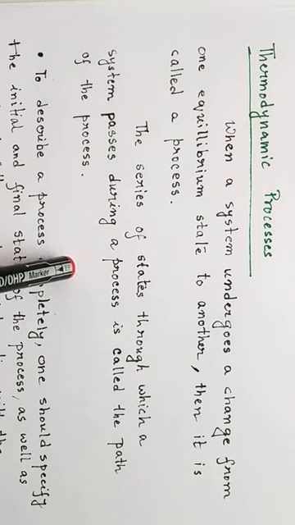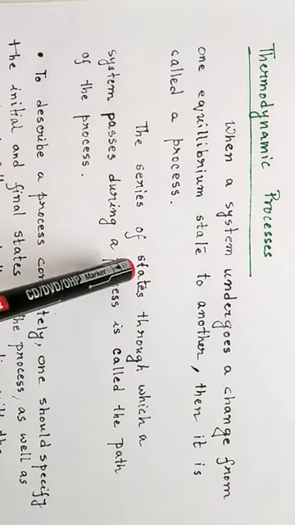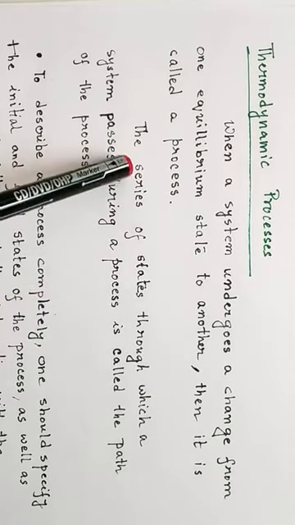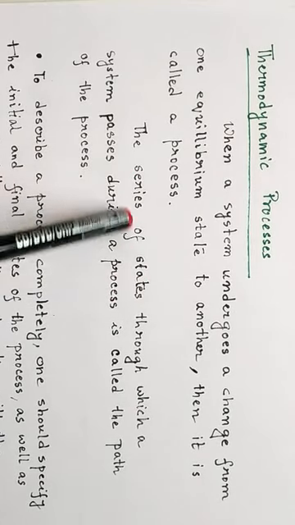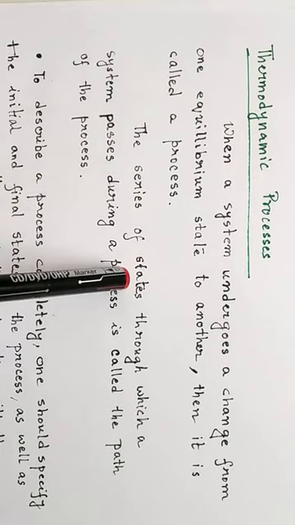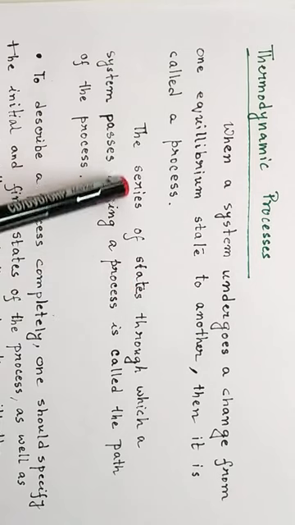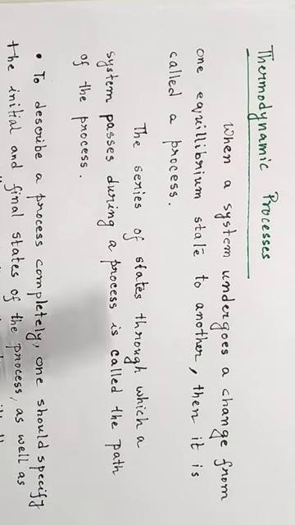So at every stage of this process, the state of the system will be denoted by a different set of pressure, volume and temperature. So we will get a series of states during this process, where every state has a different value of pressure, volume, temperature and other thermodynamic variables. If we follow this series of states, what we get is the path of the process.